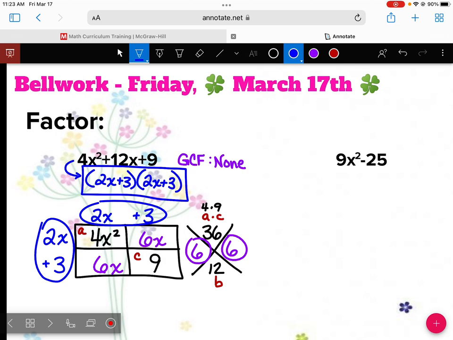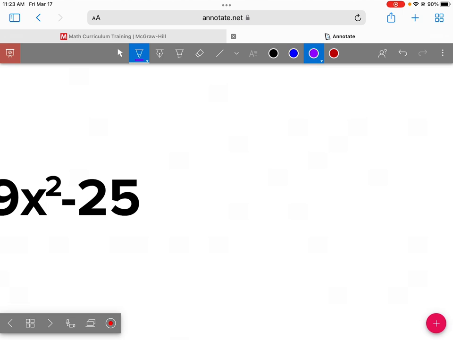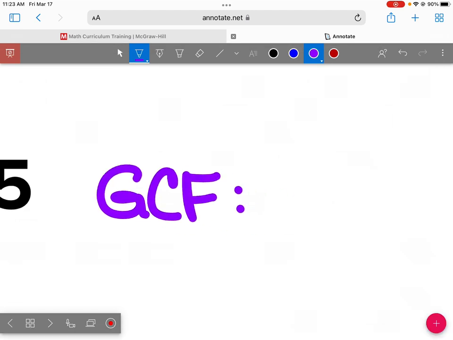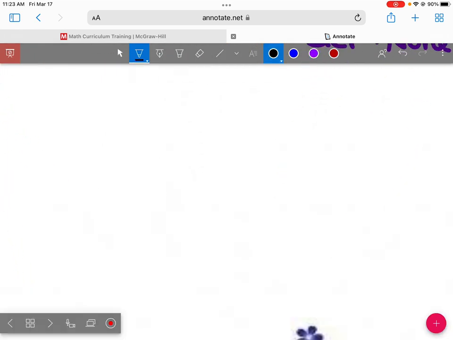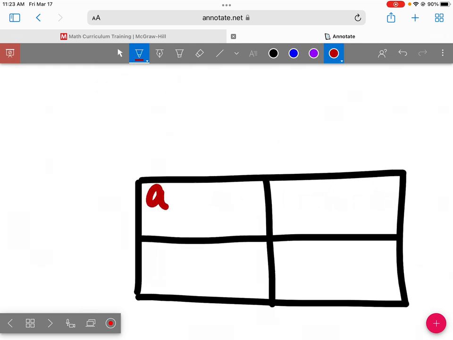Second one. First thing I always check for. It is a difference of perfect squares. I still have to check for a GCF. You still have to check it for a GCF. No. I know some people approach this with an area model, and you technically can. It is a difference of perfect squares. I want to show you real quick with the area model why I don't like that for some of our difference of perfect squares questions.